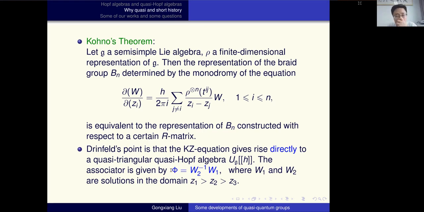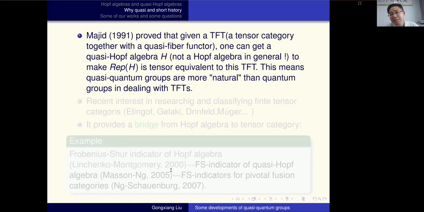So Drinfeld proved it. So that's why we need quasi. This is the first reason Drinfeld thought we need quasi. Drinfeld is a genius. He found the Drinfeld associator. This is a very complicated element at the moment. Very complicated. Of course, we can list some other reasons to say that we need the concept of quasi-Hopf algebra.